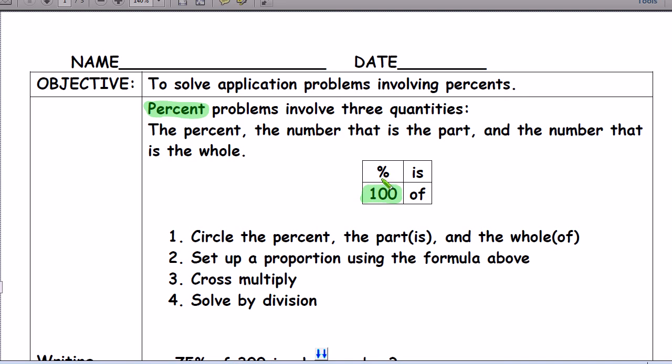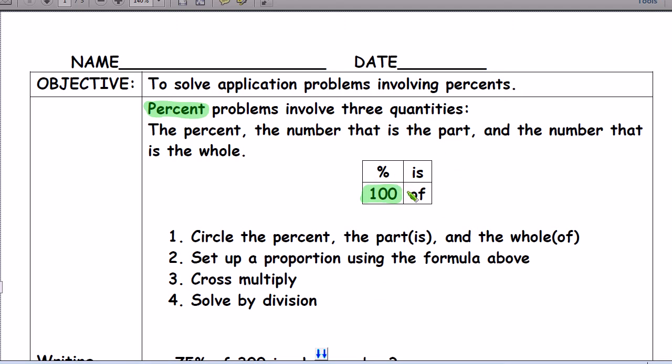This time we're going to do a proportion with the percent, the number that is the part, and the number that is the whole. What does all that mean? Here's what we're going to do. First, we circle the percent, the part, the "is", and the whole. The keyword is the "of", and we set up a proportion using the formula right here. Then we cross multiply like we've been doing all last week, and solve by division. But the important part here is to set it up, so let's spend a little time on how we're going to set this up.